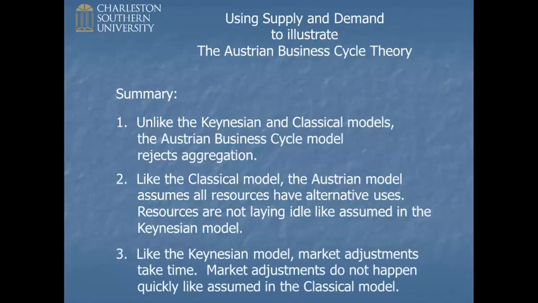And finally, like the Keynesian model, market adjustments take time. That is, they don't happen quickly like it's assumed that they do in the classical model. That it takes a while for workers and producers to realize that, to use my example of home construction, it takes a while for them to figure out that the housing market is not going to return to its original level, and those resources and workers finally find employment in other areas. Okay, so that's the Austrian business cycle theory.